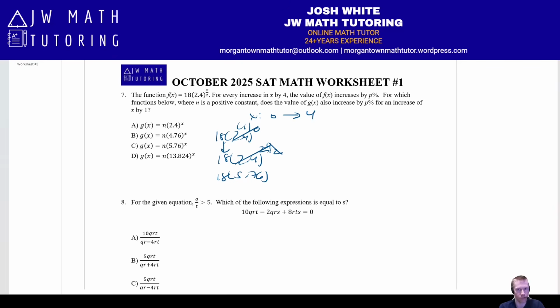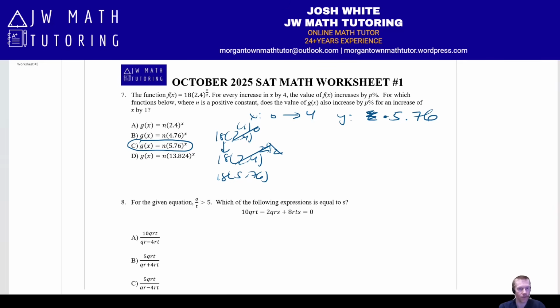So when x goes from, say, 0 to 4, y basically gets multiplied by 5.76. So now, when you look at these possible answer choices, when you increase x by 1, so in other words, if you go from 0 to 1, which of these is going to result in multiplying the n value by 5.76? Obviously it is going to be right here, letter C, which is your correct answer.